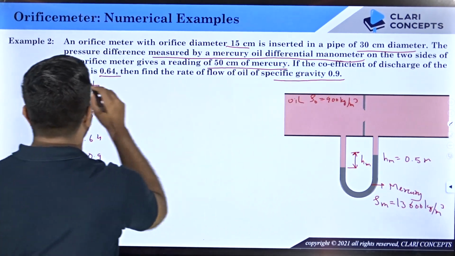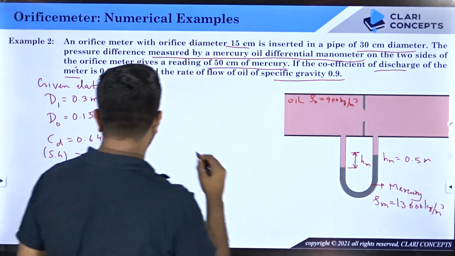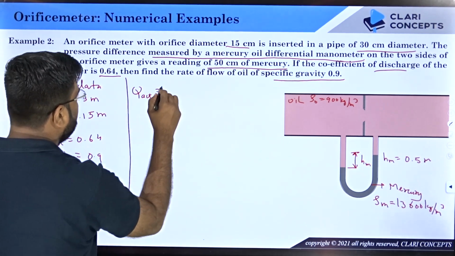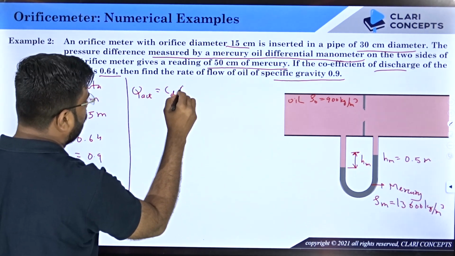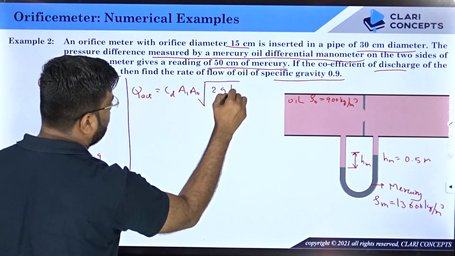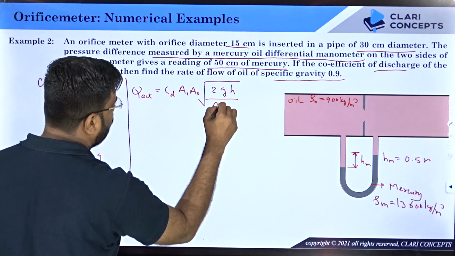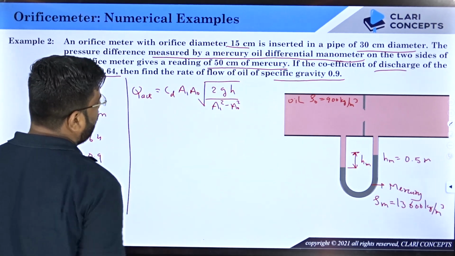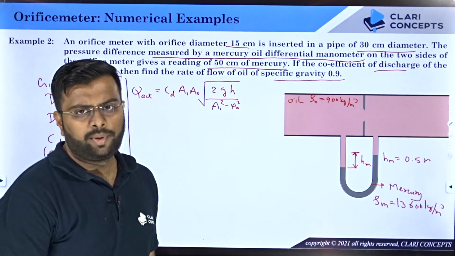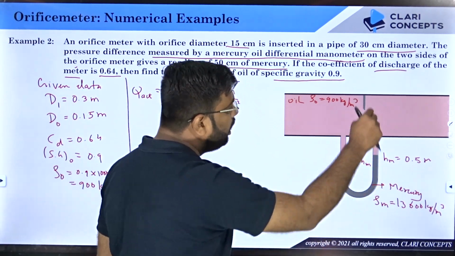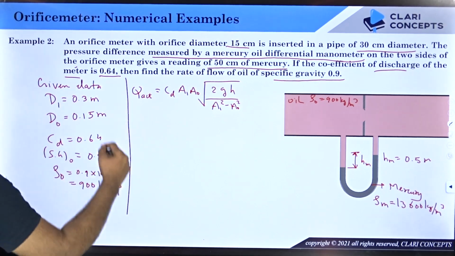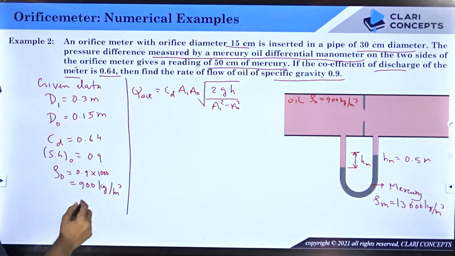Alright, now what is the question? Question is find out the discharge. So what is discharge? The formula says Q actual is equals to CD into A1 into AO under root of 2GH divided by A1 square minus AO square. Now if you see this time they have not put the pressure gauges on the top to measure the pressure difference. They have installed the U-tube manometer. So the H will have different formula, right? So firstly let us find what are the values of A1, AO, and then we will see what is H.